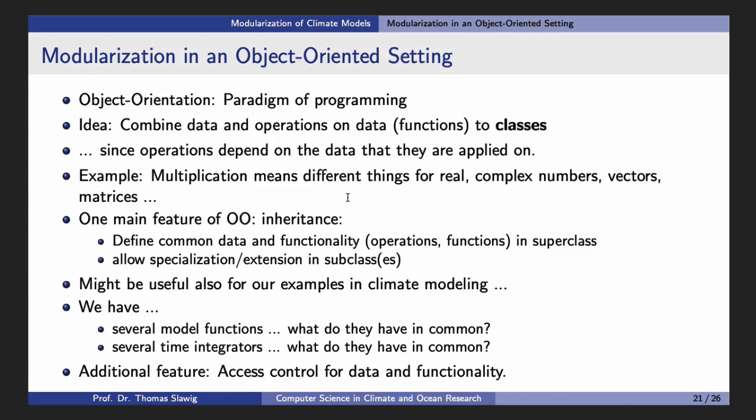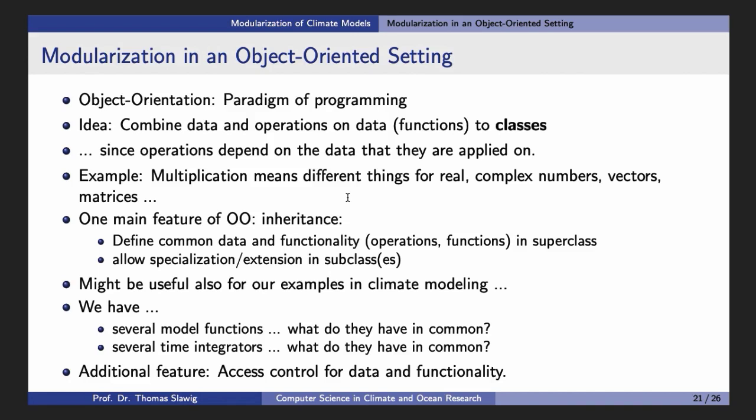One advantage which can be useful in our examples here is inheritance. So it's possible to define common data and functionality in a superclass and then allow a specification or specialization extension in subclasses, which is called inheritance. And the subclass inherits all the properties, so the data and the functionality from the superclass. Because we have several model functions, we can think about what they have in common, and we also have several time integrators. What do they have in common? We can also ask, and we can find something.